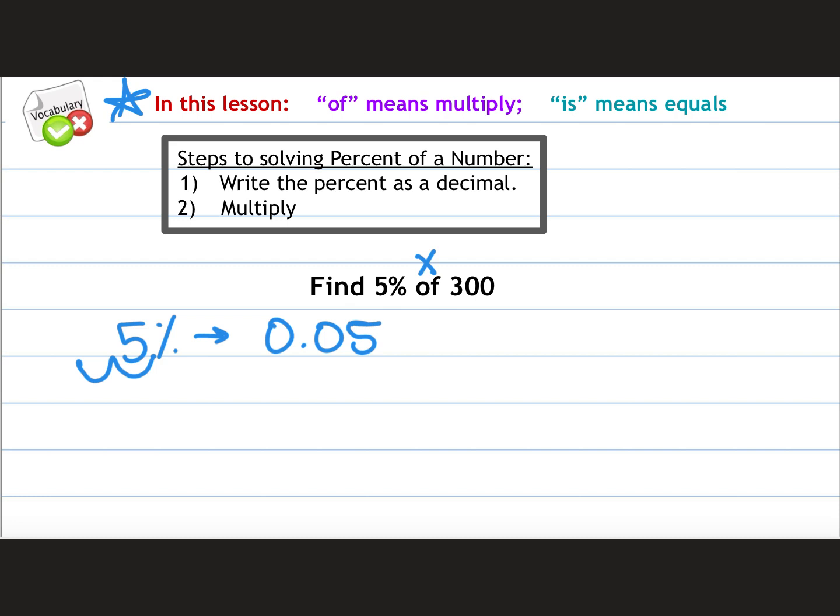And then I'm just going to go in order. So I turned my 5% into a decimal. "Of" means we're going to multiply, and we are multiplying that by 300. And then I can go to my calculator, 0.05 times 300, and I end up with an answer of 15.